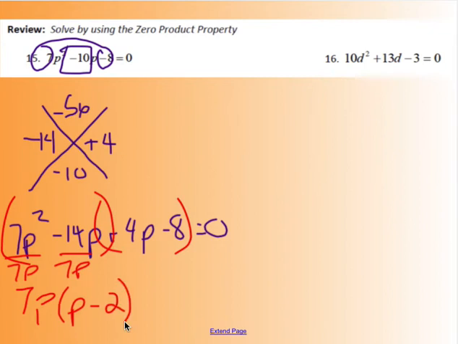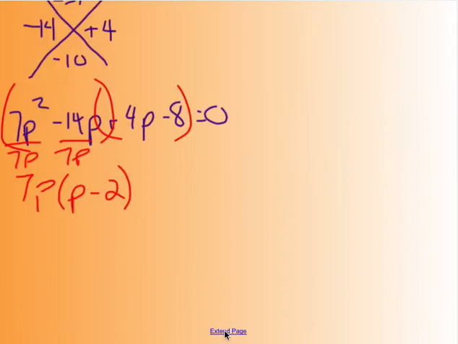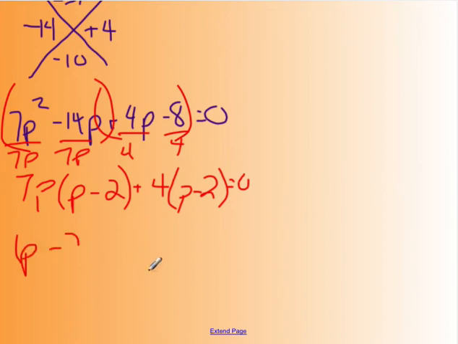Then out of my second group, I can take out from each term a 4, because each of those terms is divisible by 4. And then 4 divided by 4 is just going to give me p, and negative 8 divided by 4 is negative 2. And that's equal to 0. So we have 2 factors here. We have p minus 2, and then we have 7p plus 4, and that's going to be equal to 0.